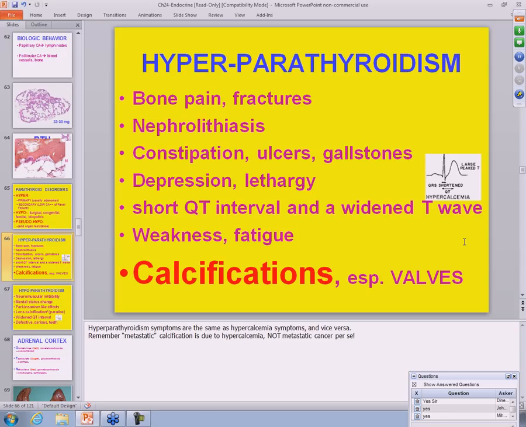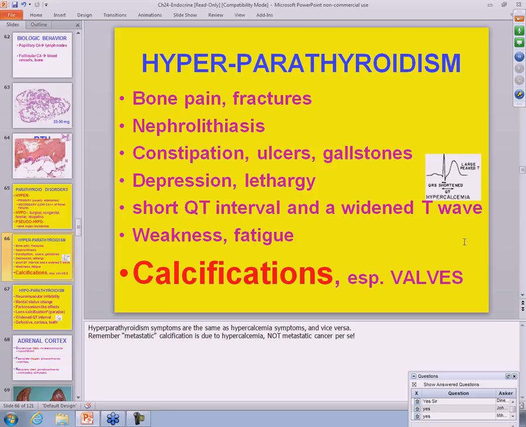So most of these findings, clinical or pathologic, are due to the fact that you just have too much calcium. The bones become too brittle, there's fractures. That calcium can plate out in the kidneys to form calcium renal stones. In fact, think about it. I told you that calcium stones of the gallbladder are relatively rare, or not rare, but maybe only 10%.